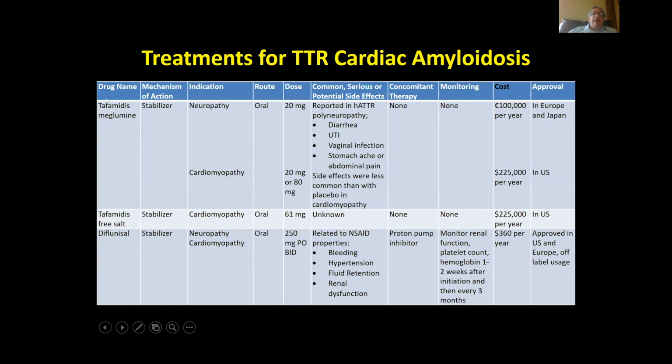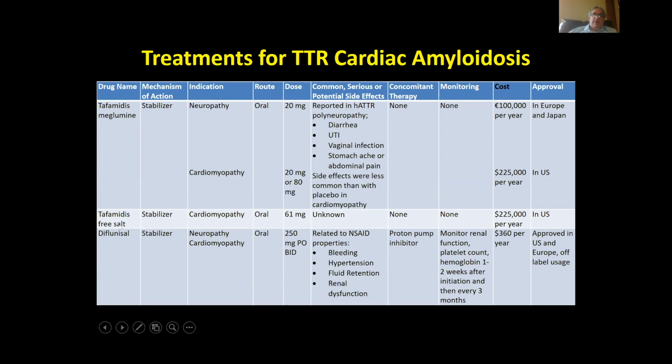So as I've highlighted, I think there are 3 therapeutic options, really 2, but 2 different forms of tafamidis. There's tafamidis meglumine that Jeff developed in his laboratory. The dose for cardiomyopathy that's recommended is 80 milligrams a day. It's oral, there's no need for concomitant therapy, and it's approved now in the US and in Europe. Tafamidis free acid is a new formulation that is once daily at 61 milligrams. It's biologically equivalent to the 80 milligrams, and the cost for both forms of tafamidis is quite high.